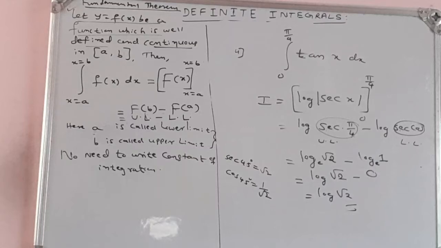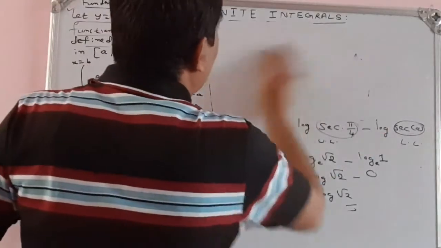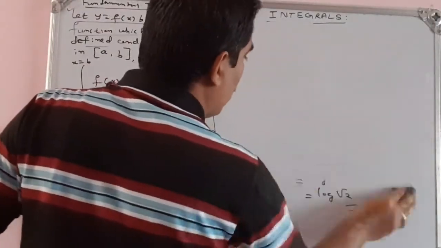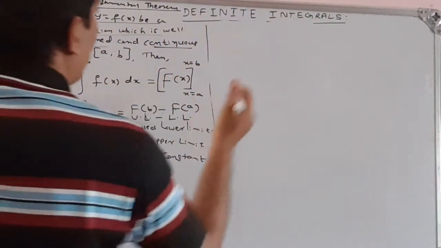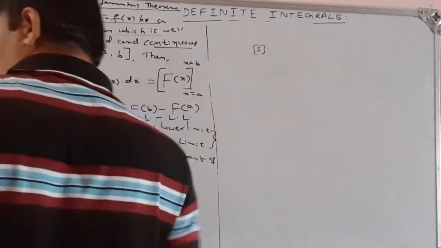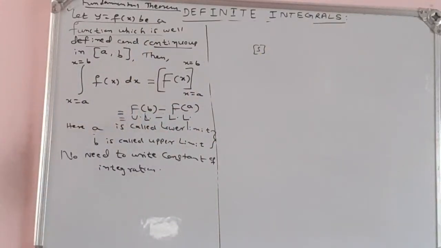So you note down the solution of this. The integration of tan x formula is log of secant x. So this is the fourth example. Then let me go for this fifth one. Let us consider one more simple example.